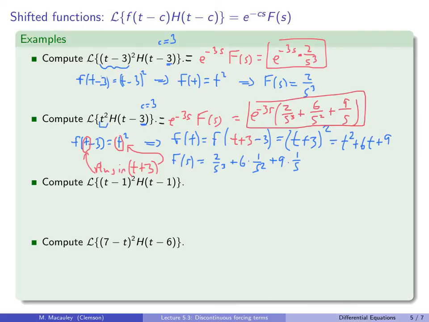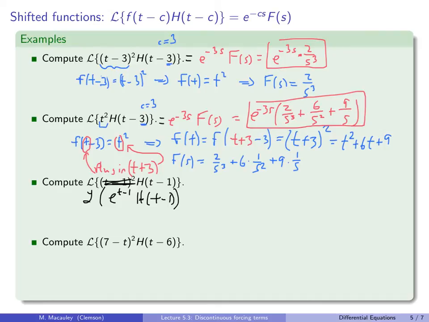Laplace transform of f of t minus 1. I'm going to do one a little different. I'm going to change this to not t minus 1 squared, but let's make this e to the t minus 1. So let's compute the Laplace transform of e to the t minus 1 times h of t minus 1 to make it a little different.